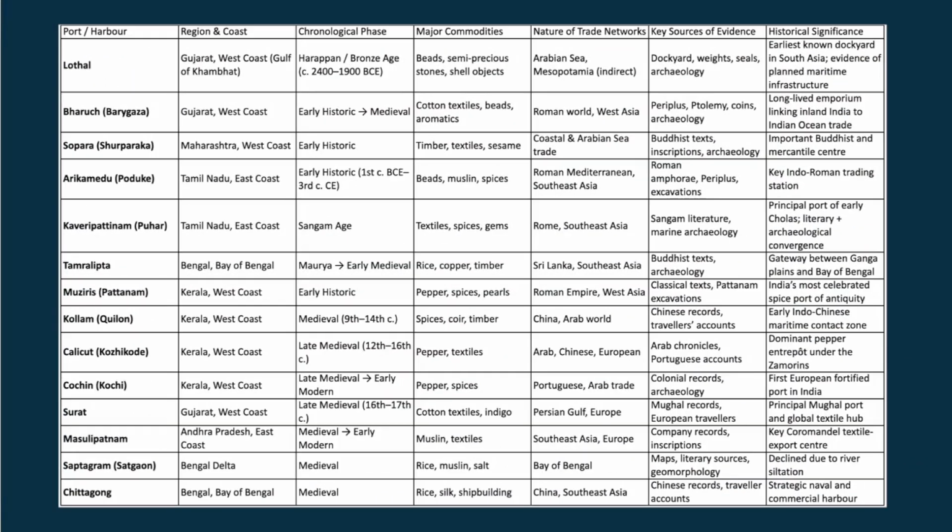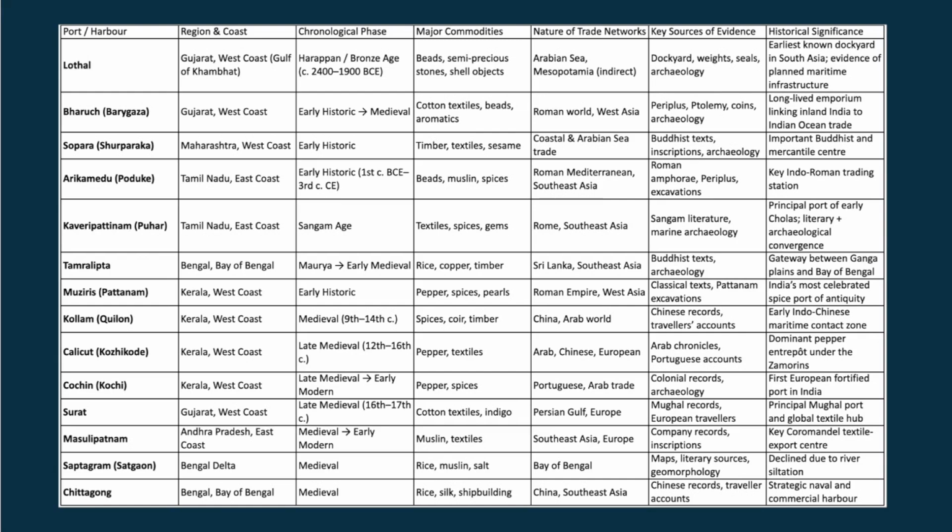Here we have a table which gives a comparative analysis of the various ports and harbors which existed in various coastal regions, their chronological phases, the major commodities which were traded, the nature of the trade network, key sources of evidence, and their historical significance. Starting with Lothal, which is in Gujarat during the Harappan period. As we all know, lots of commodities were exported, and the dockyard has been recovered during excavations in Lothal, followed by Bharuch, Sopara, Arikamedu, Kaveripattanam, Tamralipta, Muziris, Kollam, Calicut, Cochin, Surat, Masulipatanam, Satgaon, and finally Chittagong in the Bay of Bengal.